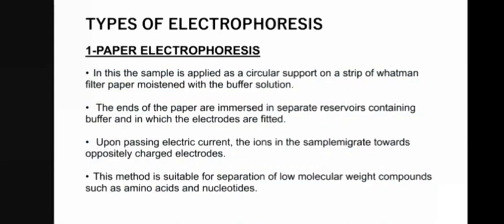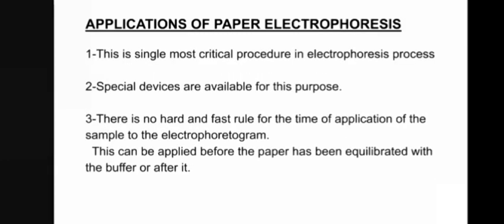Types of electrophoresis. The first type is paper electrophoresis. In this, the sample is applied as a circular spot on a strip of Whatman filter paper, moistened with the buffer solution. The ends of the paper are immersed in separate reservoirs containing buffer and in which the electrodes are fitted. By passing electric current, the ions in the sample migrate toward oppositely charged electrodes, and this method is suitable for separation of low molecular weight components such as amino acids and nucleotides.